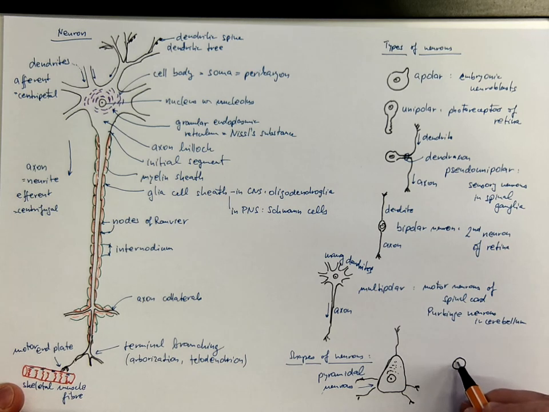Small-sized neurons, round-shaped, with this granular appearance. They are also usually multipolar. Are called granular neurons.